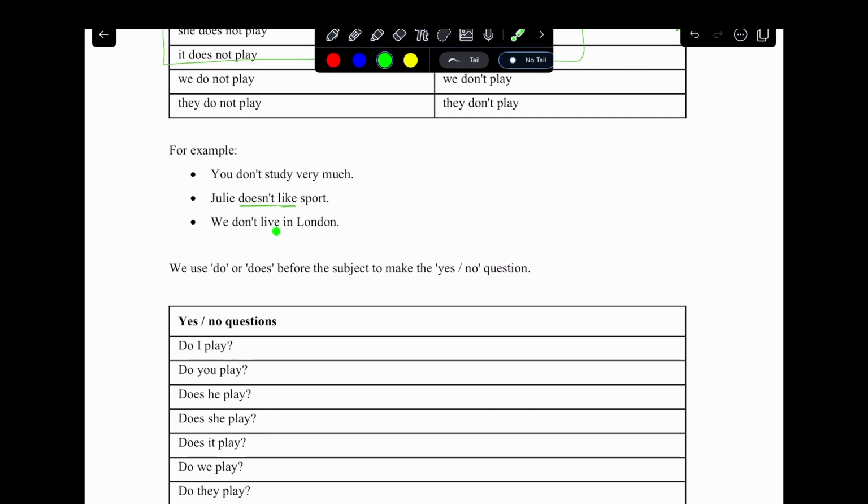We don't live in London. We don't live in London. We don't live in London.